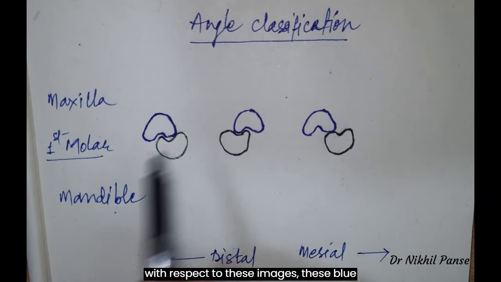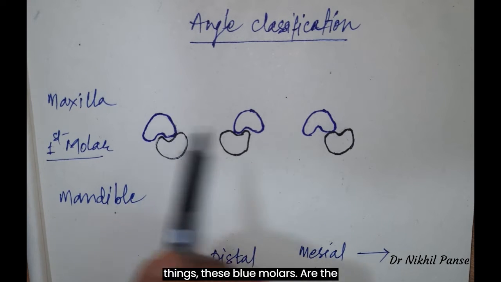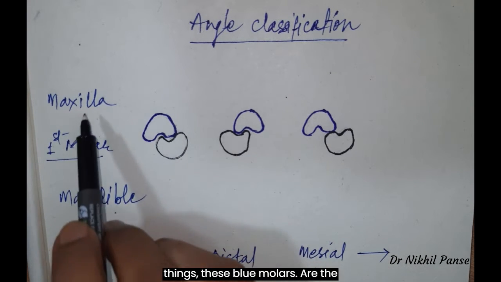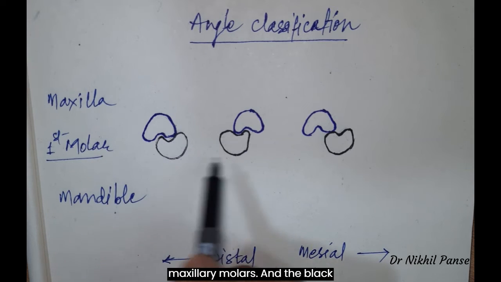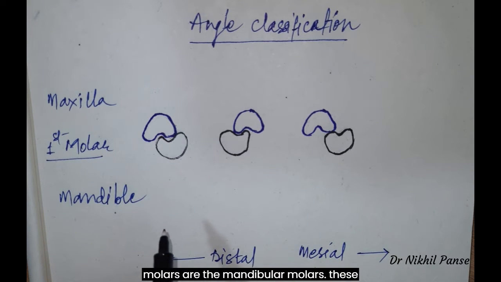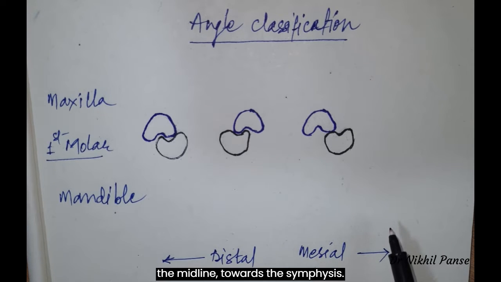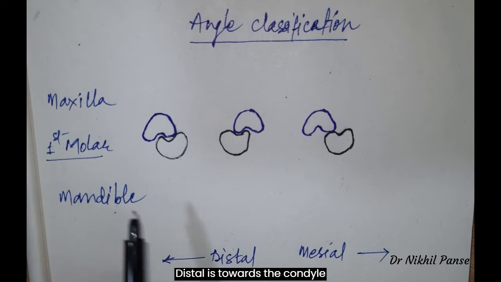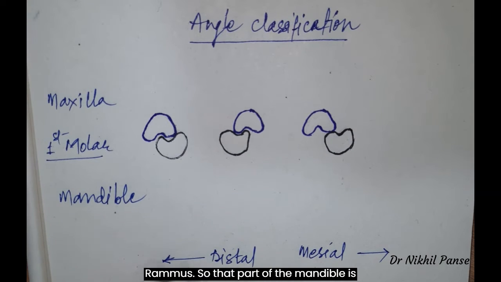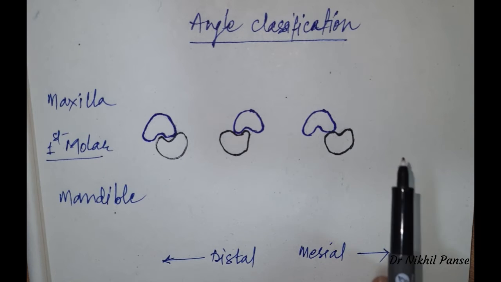With respect to these images, these blue molars are the maxillary molars, and the black molars are the mandibular molars. These are all the first molars. This is the mesial side, this is the distal side. Again, mesial is towards the midline, towards the symphysis menti. Distal is towards the condyle, ramus. So that part of the mandible is distal, that is mesial.